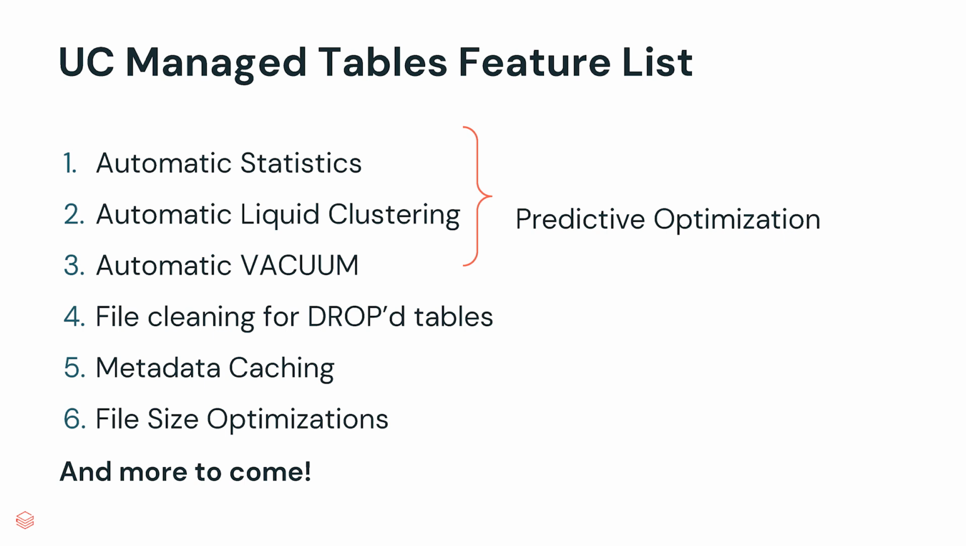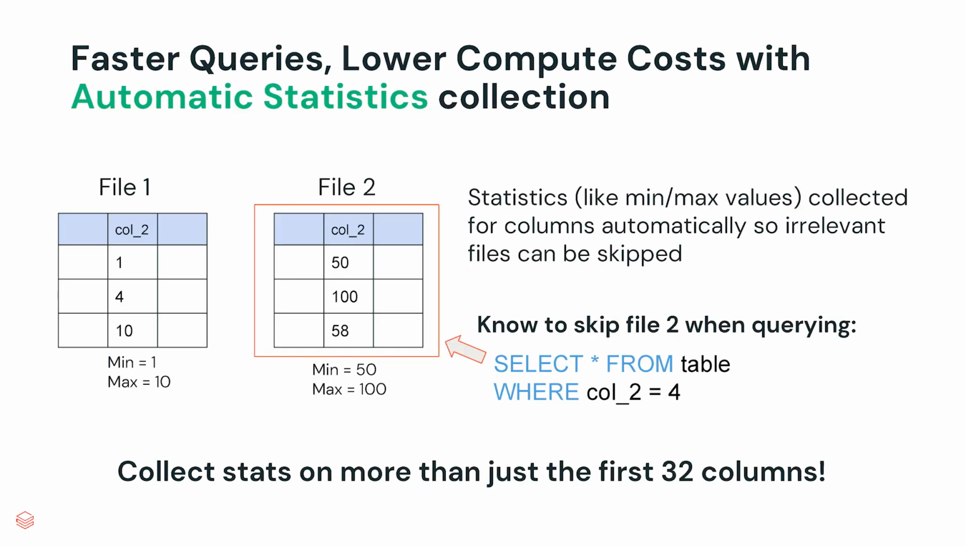We've got automatic statistics collection. We've got automatic liquid clustering. We've got automatic vacuum with predictive optimization on Unity Catalog managed tables. So again, they're all automatically done for you. We've got file cleaning for drop tables. We've got metadata caching, which I'll tell you some more about. And we have file size optimizations, as well as more features to come. So let's dive into it.